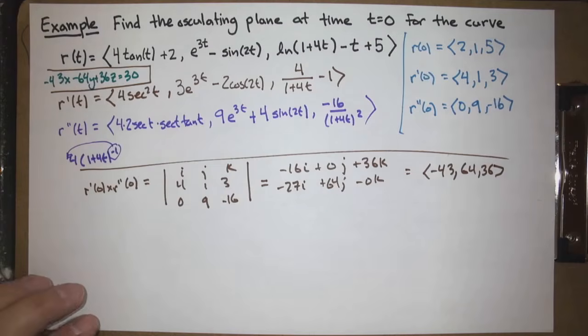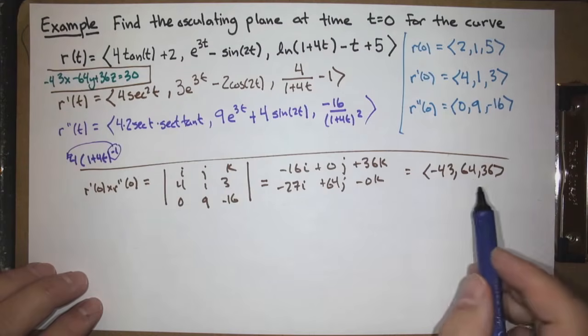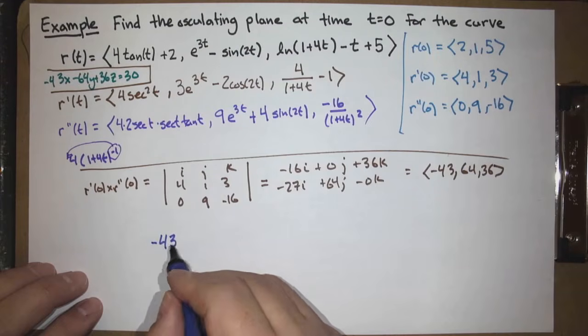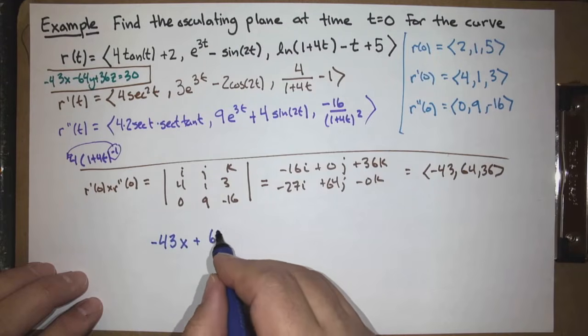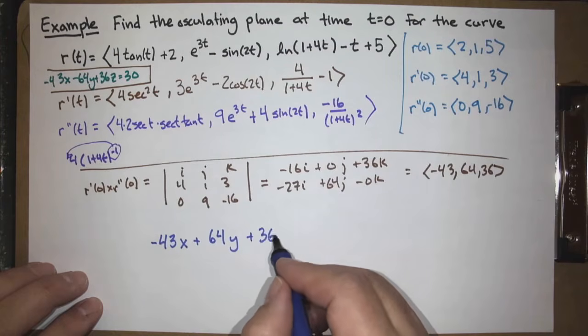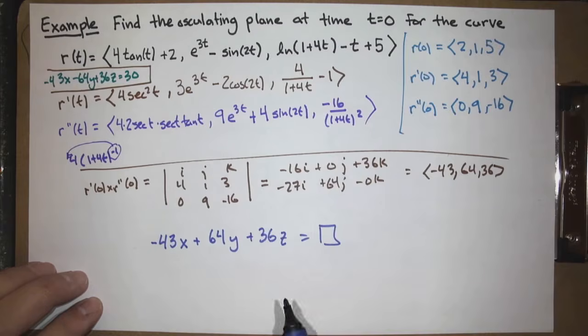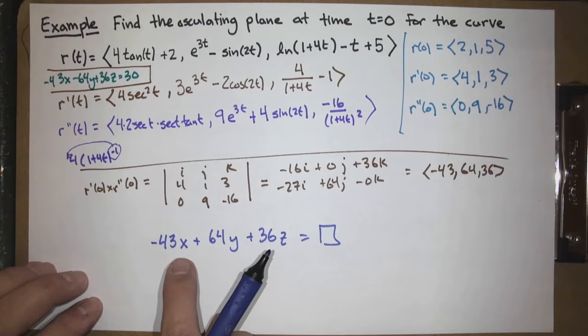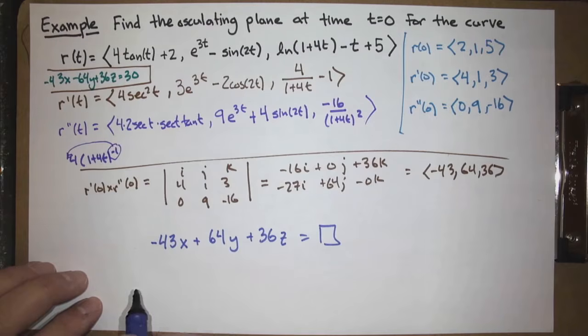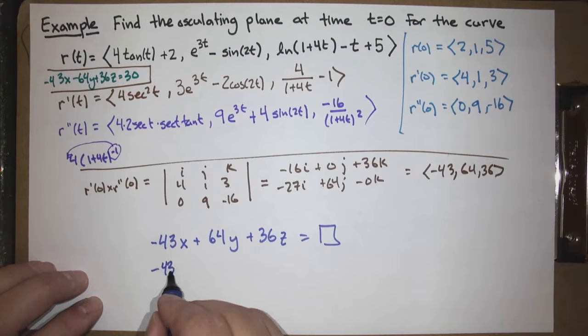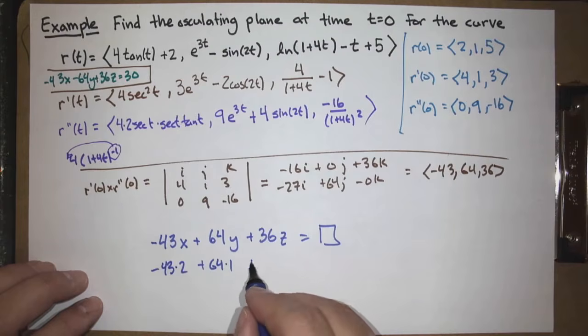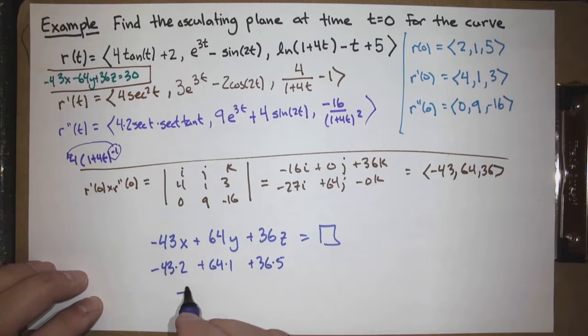Be smart, don't start. Okay, so we have the normal. We're in the home stretch. Minus 43x plus 64y plus 36z equals something. And this is the time when I say, oh, maybe you should have put in minus 43 times x minus 2. Well, but all right, let's just put it in. Okay, so minus 43 times 2, 64 times 1, 36 times 5. That's minus 86 plus 64 plus 180, which is a number. And of course it is.